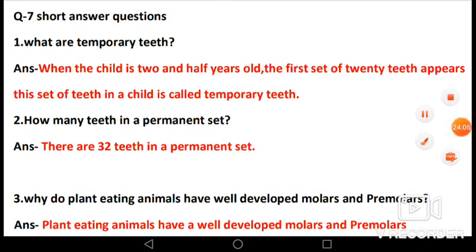Now let's see the second question. How many teeth are there in permanent teeth? There are 32 teeth in permanent teeth, because in temporary teeth there are 20 teeth.